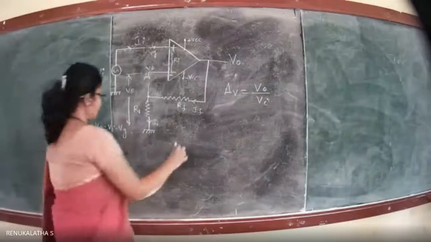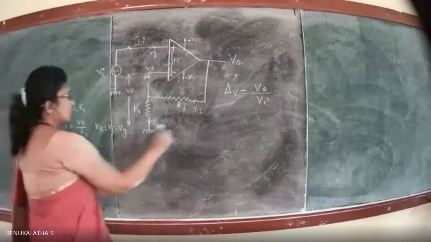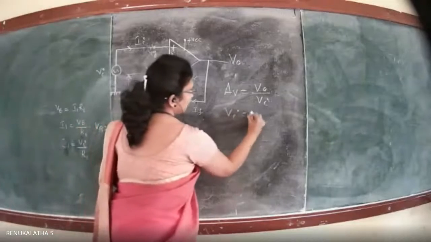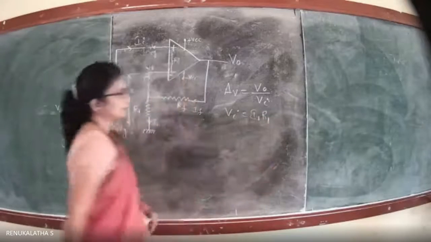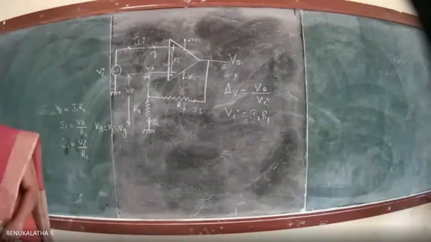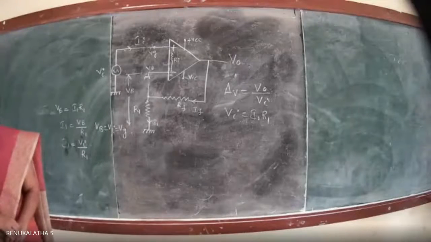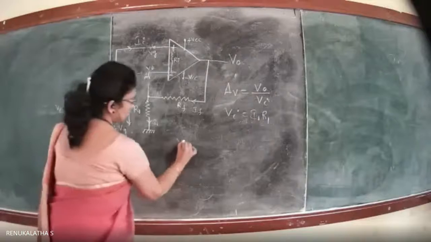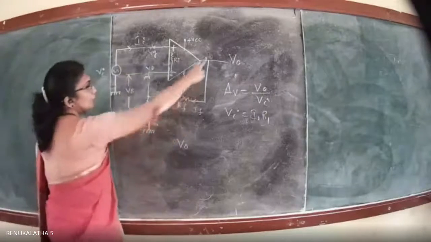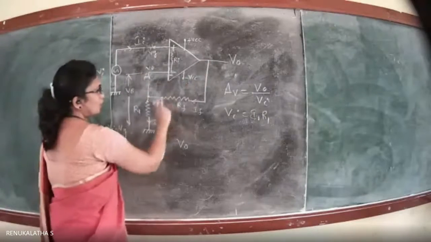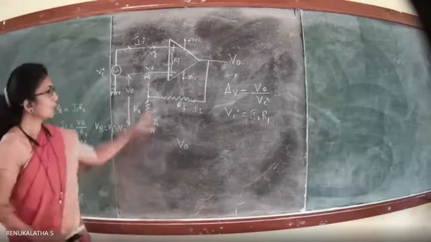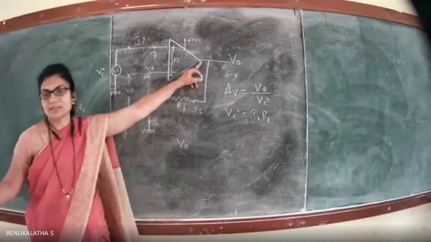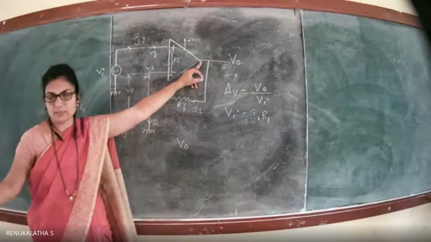Okay. Already we know what VI is. VI is equal to I1 R1. What do we need to find? We have to find V naught. Can any one of you tell me what V naught is? To find the value of V naught, we need to find the current flow, because the voltage drop across this appears as the output voltage at this point.